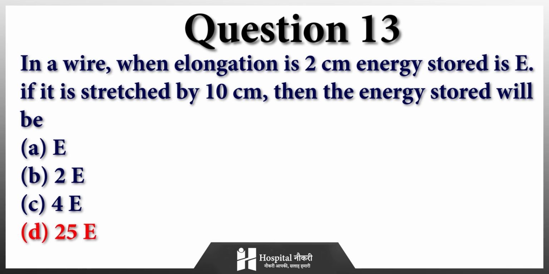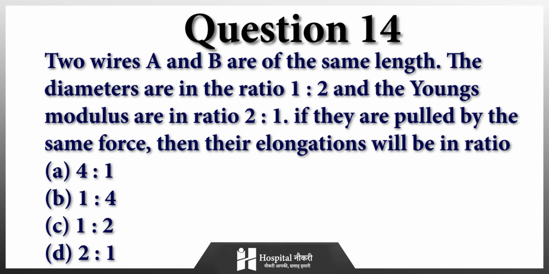Answer is D, 25E. Two wires A and B are of the same length. The diameters are in the ratio of 1:2 and the Young's modulus are in the ratio of 2:1. If they are pulled by the same force, then their elongation will be in ratio of 4:1, 1:4, 1:2, 2:1. Correct option is D, 2:1.